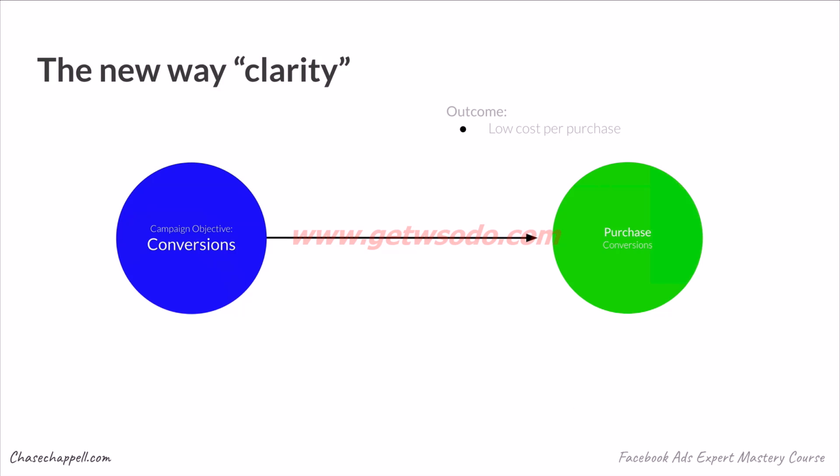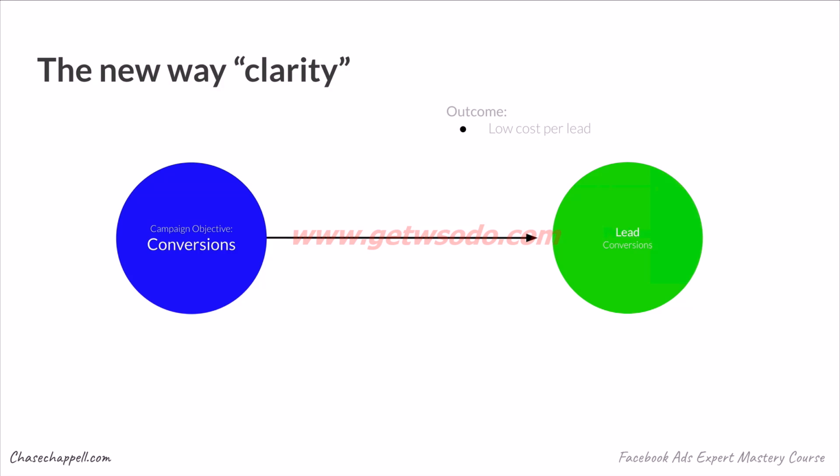Then we have the new way, which is complete clarity. Your campaign objective is conversions, and your conversion objective is purchases. The Facebook algorithm then optimizes for purchases, finding more qualified individuals and creating an audience of qualified individuals for you. This saves you a ton of time and money. The outcome, low cost per purchase.